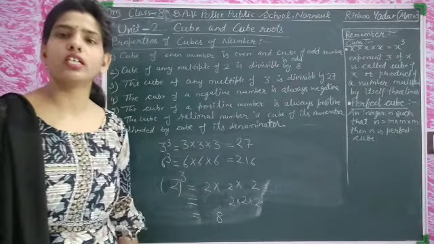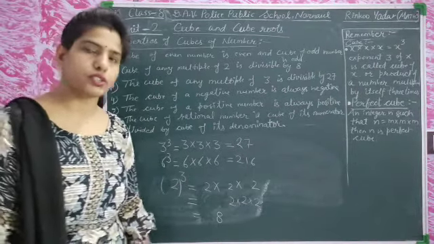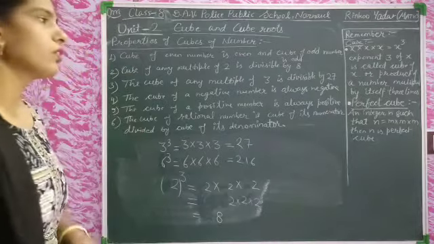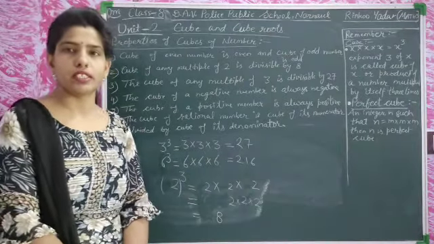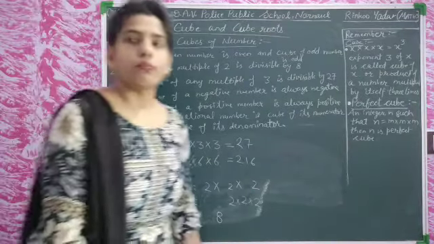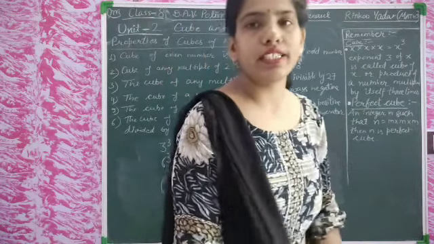So it is also the positive number. Is it clear, students, both properties? Now the last property is property number 6, and that is the cube of any rational number.